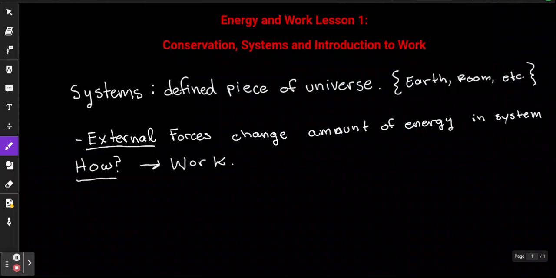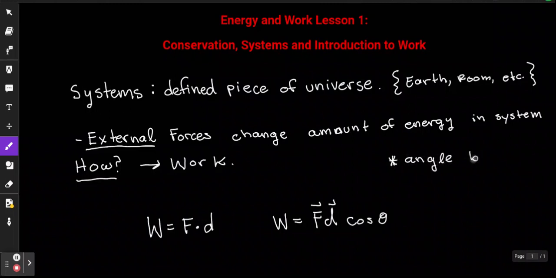The correct mathematical definition of work is that work is equal to the dot product of force and displacement. The dot product basically means that work is equal to the force vector times the distance vector times the cosine of theta, and theta is the angle between the force and distance vectors.